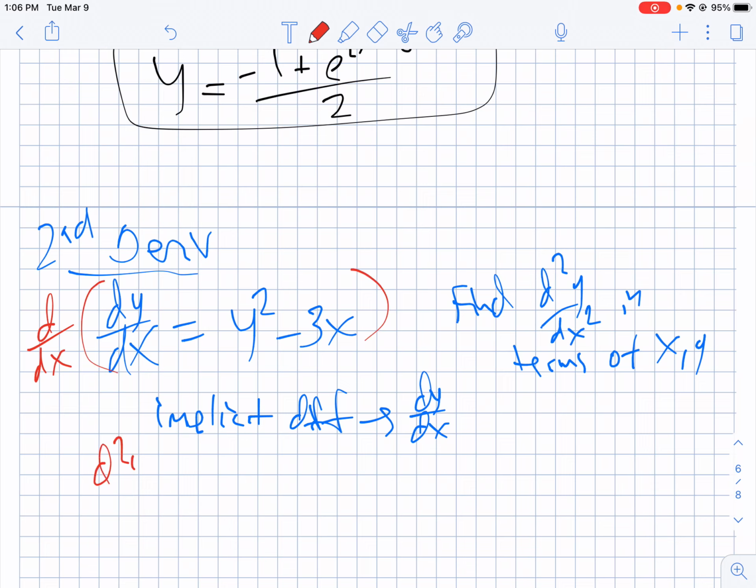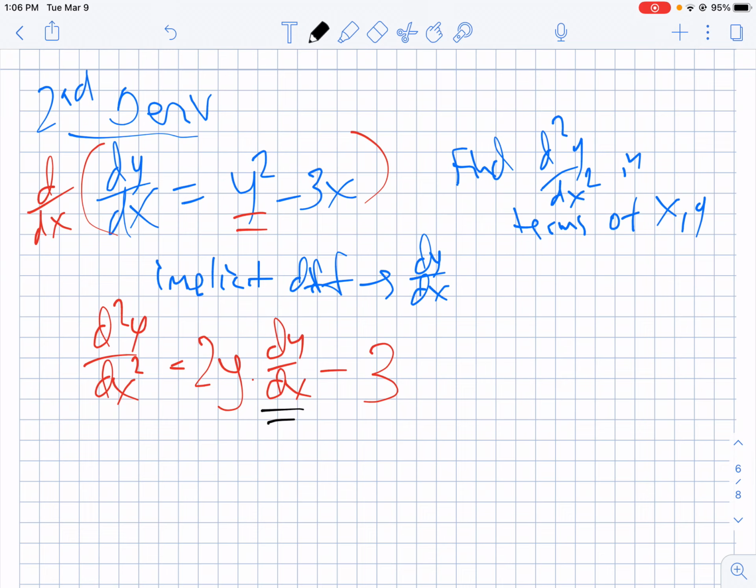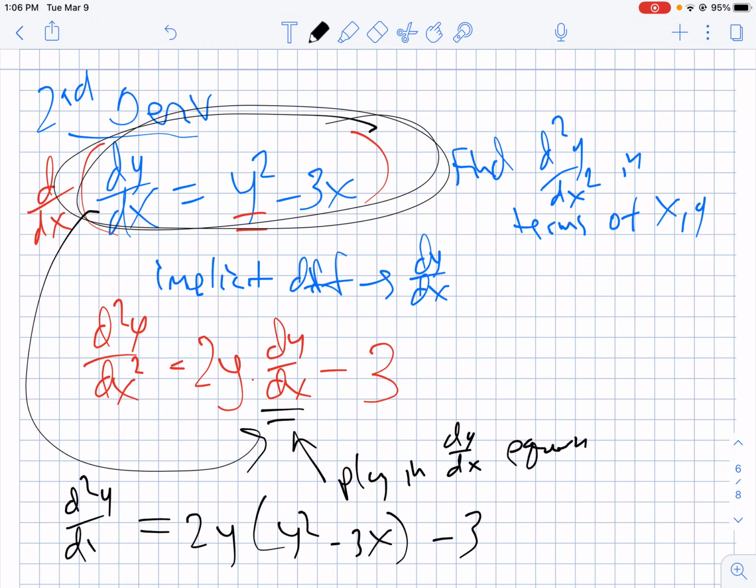The derivative of the derivative, that's the second derivative, is d squared y dx squared. When we take the derivative of y squared, it's 2y times the derivative of y, dy dx. The derivative of 3x is 3. Now the only thing we're going to do here is, because we have an equation for dy dx, we're just going to plug in that dy dx equation. So when I plug that in, I'm going to get 2y times (y squared minus 3x), and then the whole thing minus 3. So that's how we can find the second derivative. It just relies on the equation for the dy dx.